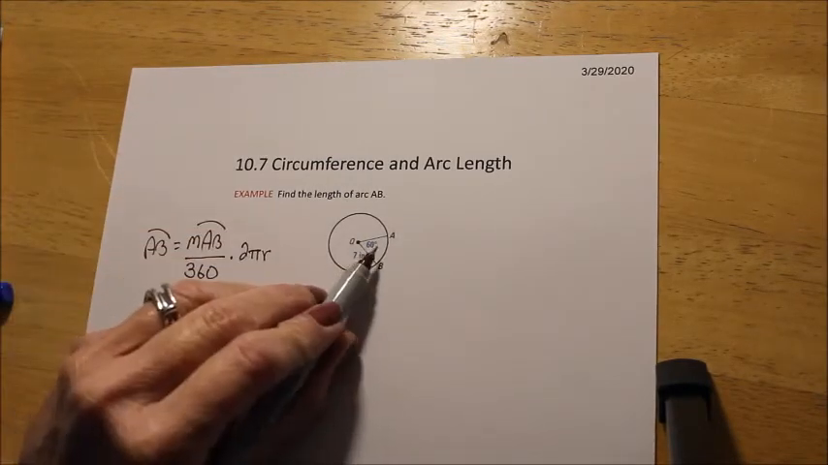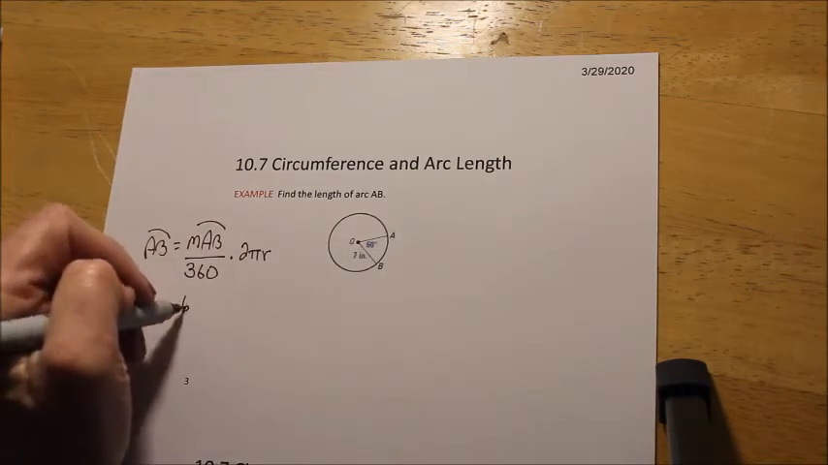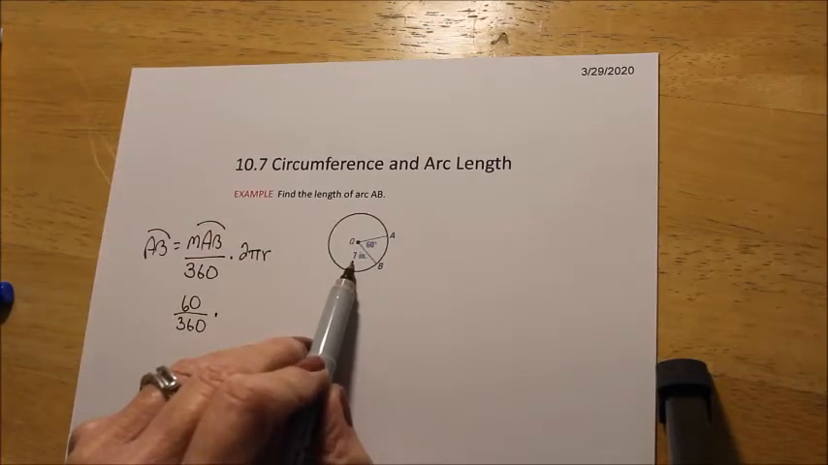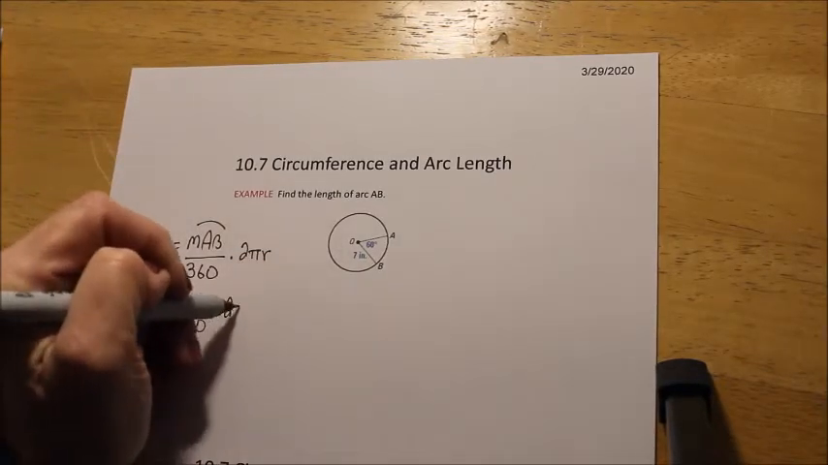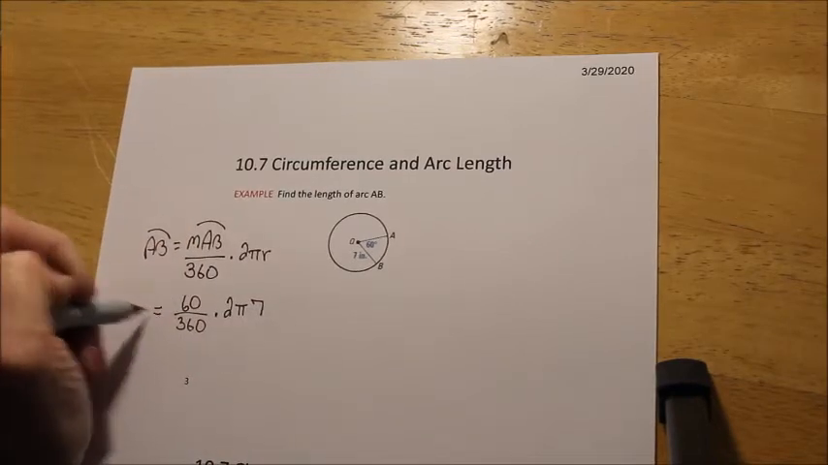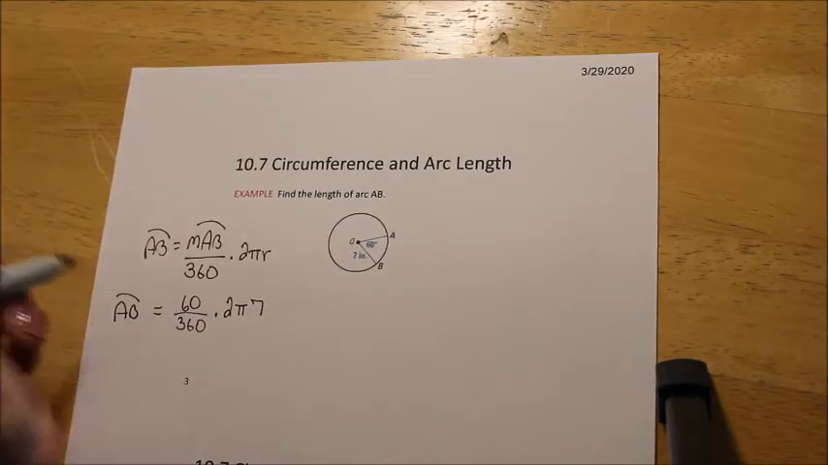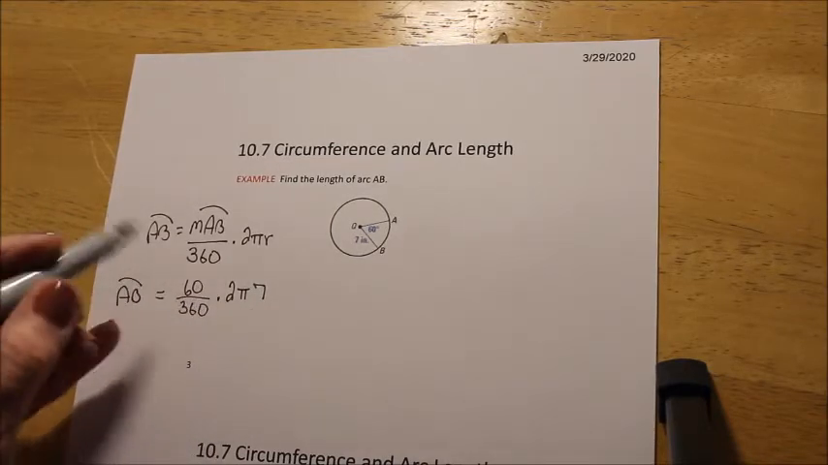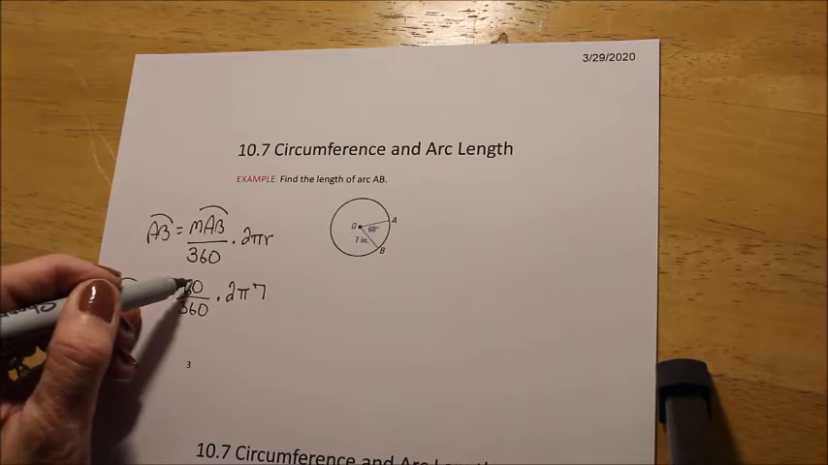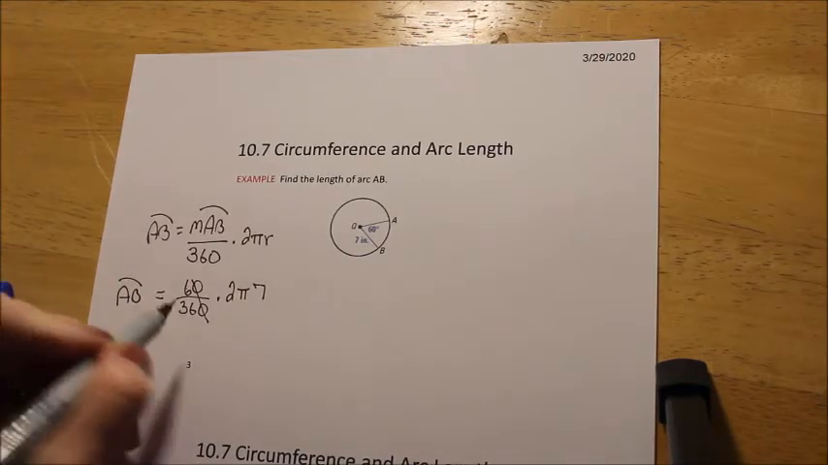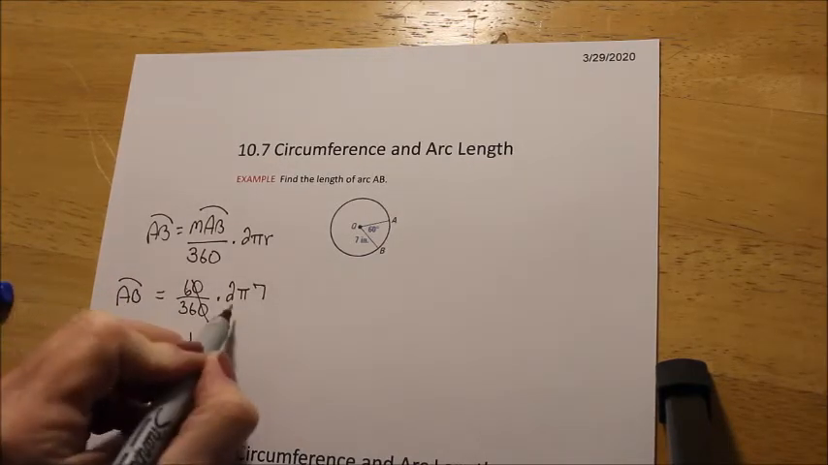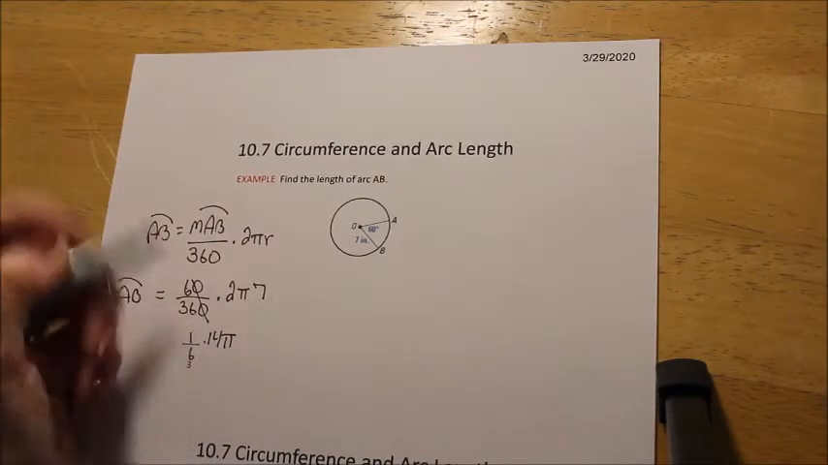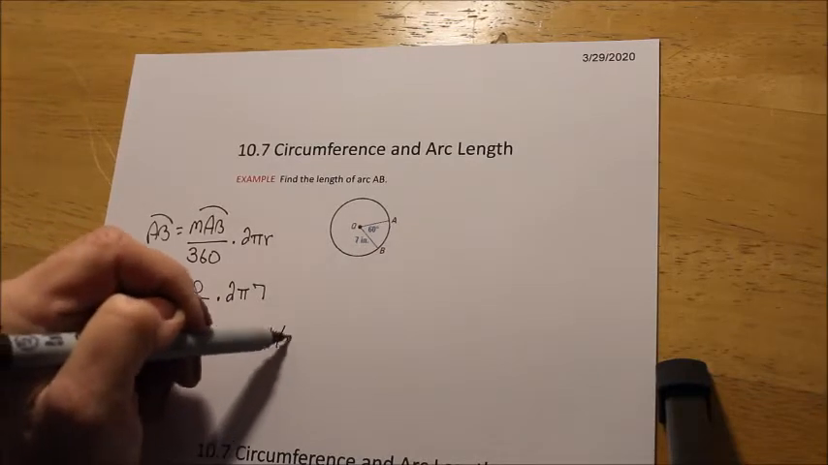So the measure of the arc, notice on the problem, is 60 degrees. So we're going to say 60 over 360, and we're going to times that by, notice my radius is 7, so it's going to be 2 pi times 7, and that's going to give me the length of the arc. Now we can just simplify this. My zeros can cancel. 6 over 36 is 1 over 6. And I'm going to times that by 14 pi. And so that gives me 14 pi over 6.